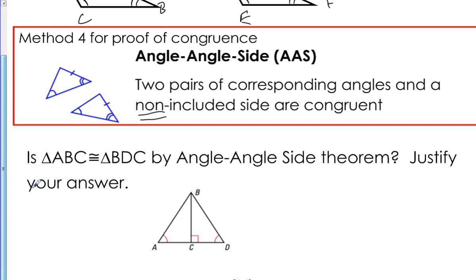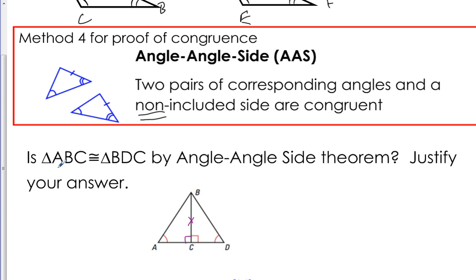Let's take a look at an example. So, is triangle ABC congruent to triangle BDC by the angle-angle side theorem? Justify your answer. Well, let's see what's given to us. It looks like they're telling us that angle A and angle D are congruent to each other. That's great. It's also telling us that BC is perpendicular to AD. You can tell that by that little square over there, which means, obviously, that this is also 90 degrees. What else do I know? Well, I know that BC is equal to itself by the reflexive property.